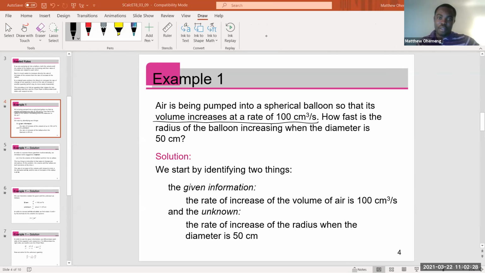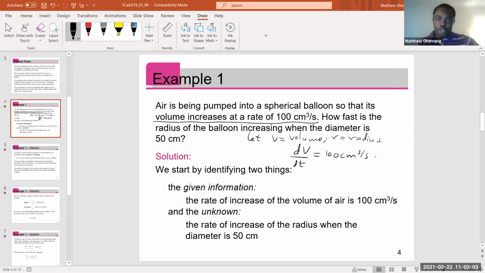So if I let V be equal to the volume, and I let r equal the radius, now this information that you have here, volume increases at a rate of 100 centimeter cube per second, tells you that that is dV over dt. We know we are changing with respect to time because it is per second, and it's volume, so centimeter cube over time. So dV over dt is 100 centimeter cube per second.